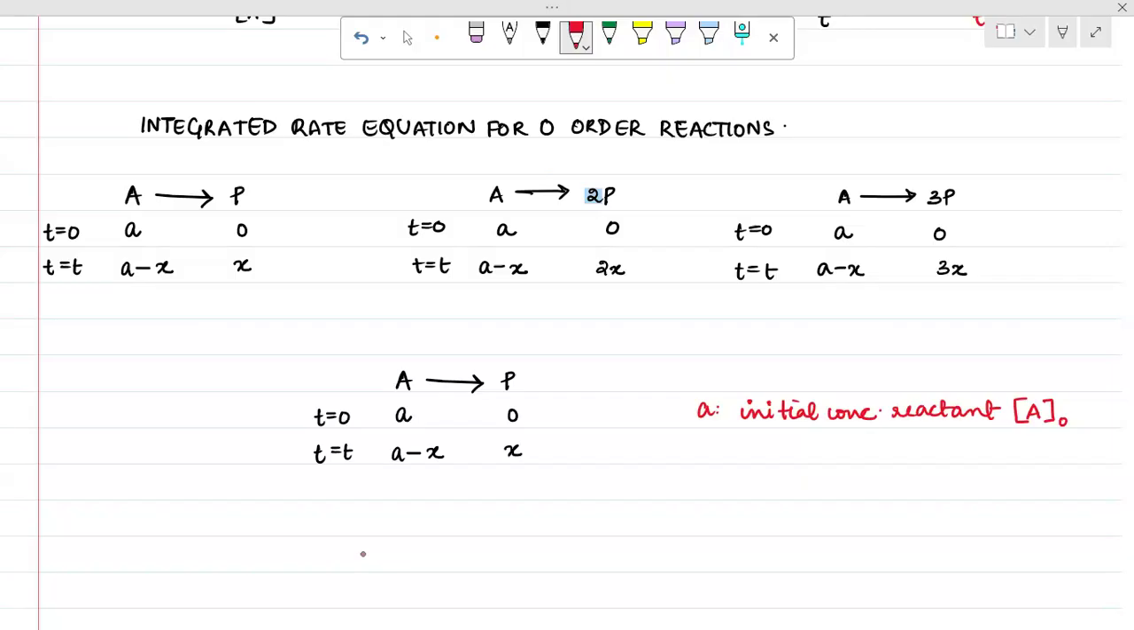Now, what is X? Let's try to understand what X is. X is basically the amount of reactant reacted. So if you have an initial concentration of A and something has reacted, what would A minus X be? It is the amount of reactant left, the concentration of reactant which is left.